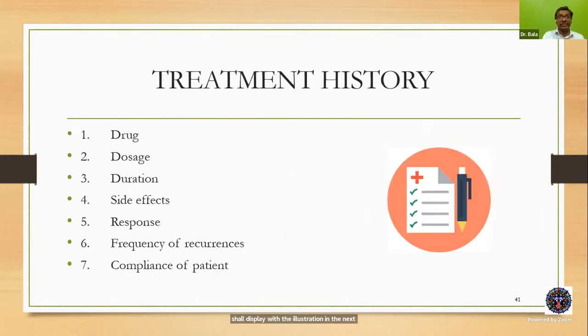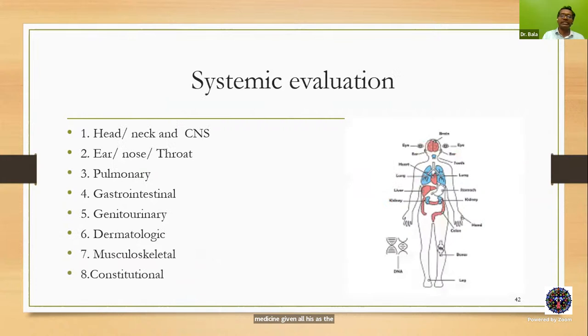The treatment history is also very important. Whenever the patient is already treated elsewhere, what is the dosage of the drug, how long have they been taking it, the side effects they have experienced, whether they are responding or not, if they are already on antitoxin, whether there was a response to treatment or not, and what was the number of recurrences in the last 6 months or last 1 year?